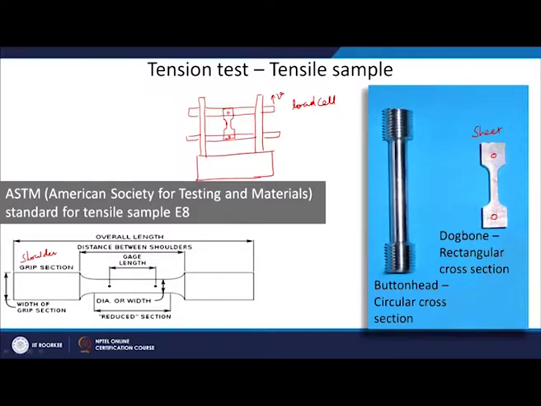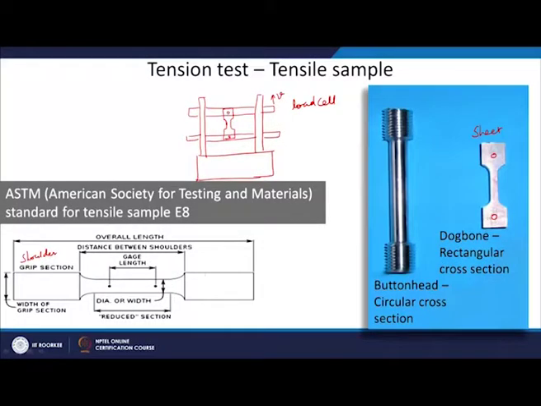So, if I am moving at a faster velocity, then I am doing the deformation at a faster rate. If I am moving at a slower speed, then I am doing the deformation at a slower rate. So, there can be different rates I can apply. This is how a typical tensile testing machine will be.